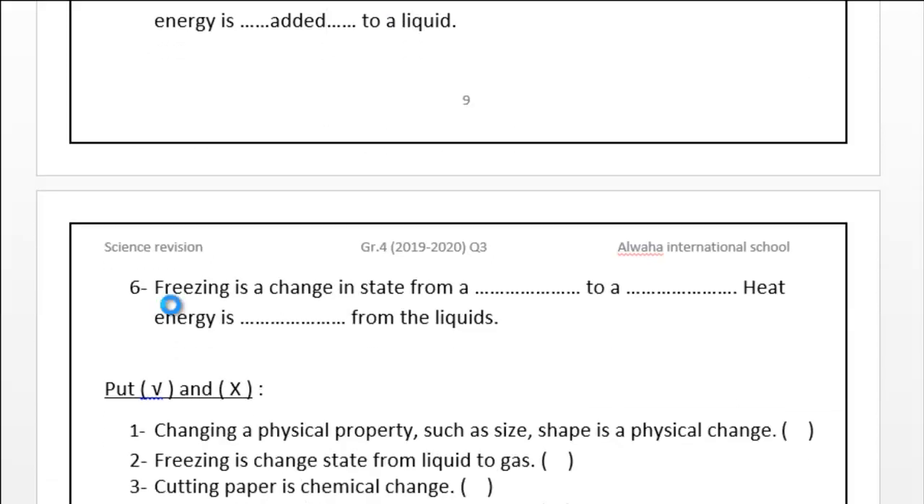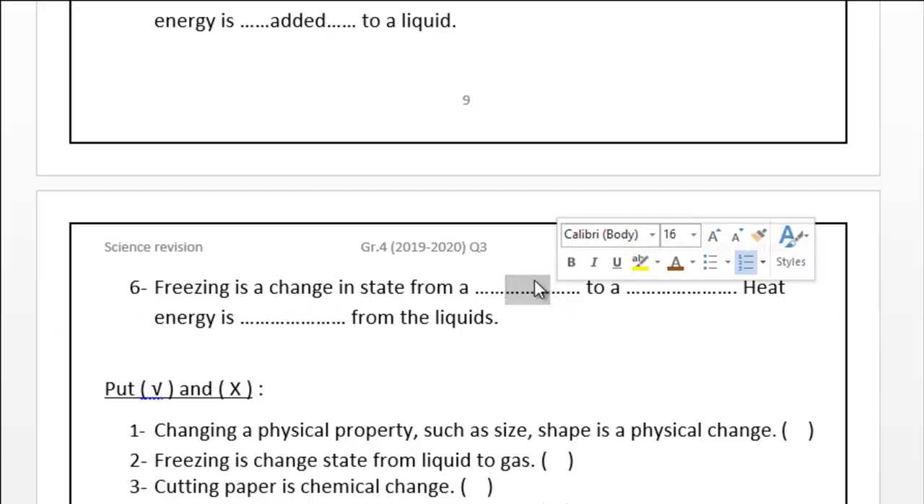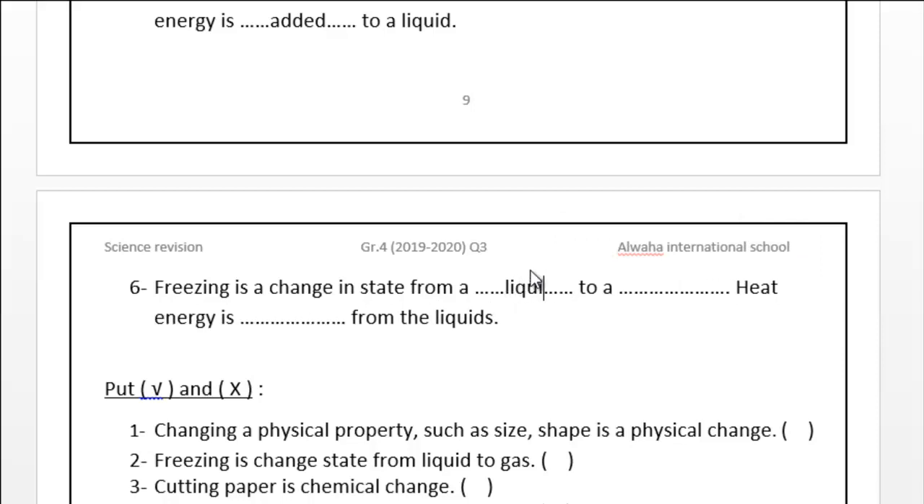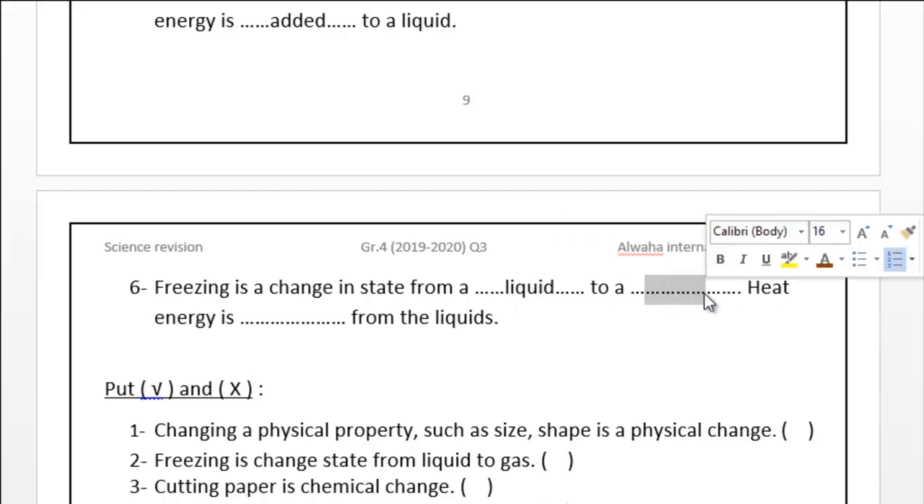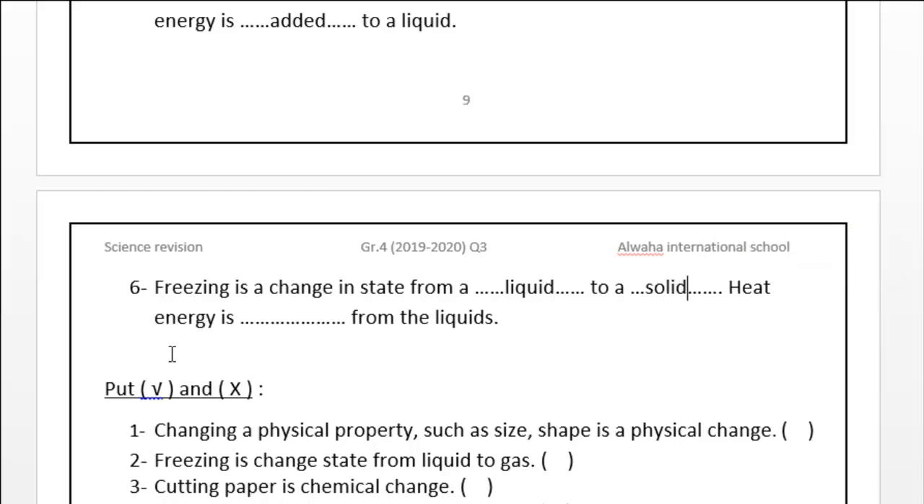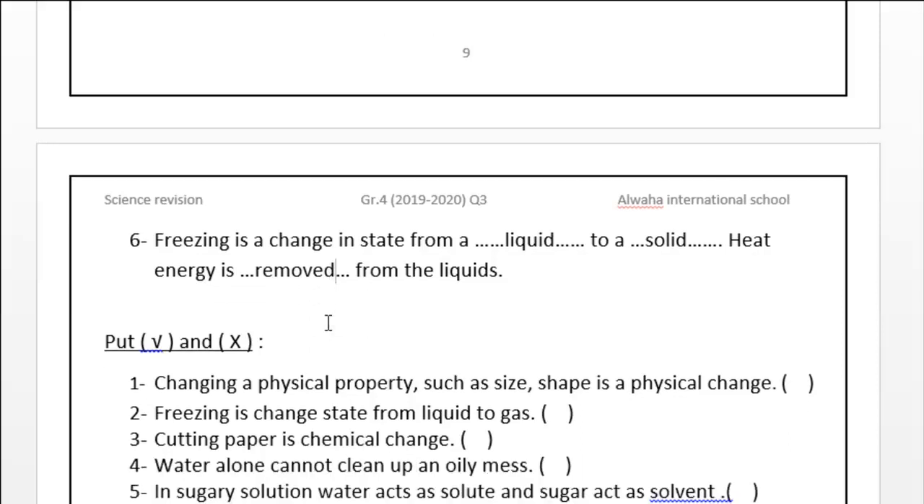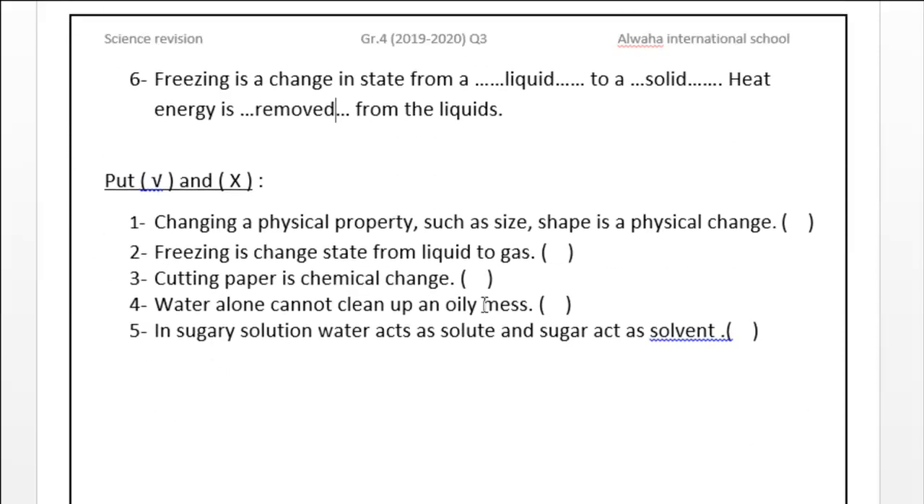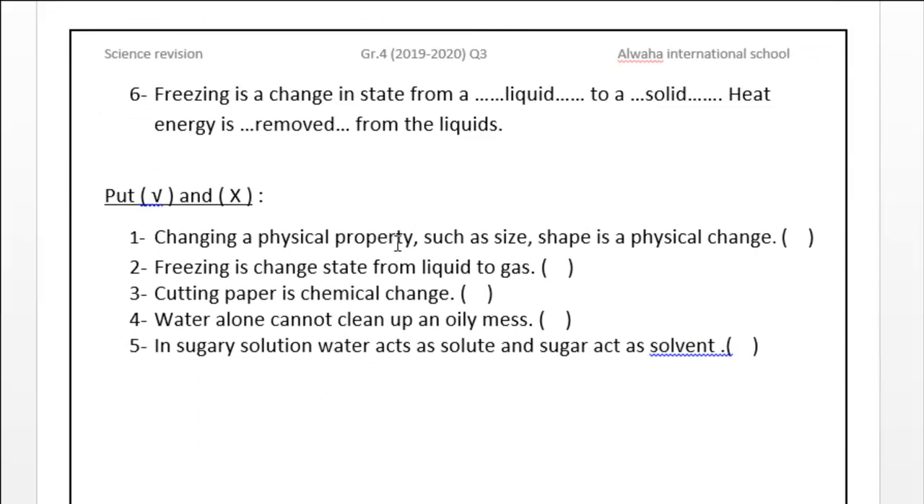The last one, number 6, freezing is a change in state from, that's right, liquid to solid, and heat energy is removed because freezing and condensation need cooling, so the heat energy is removed. True or false? Changing a physical property such as size, shape is a physical change. That's right.